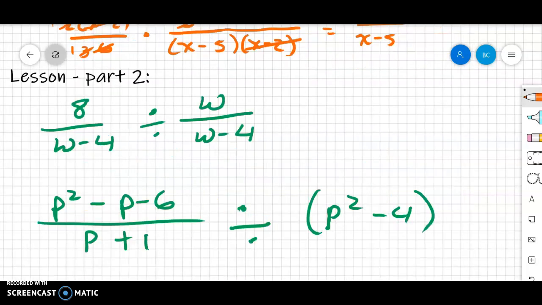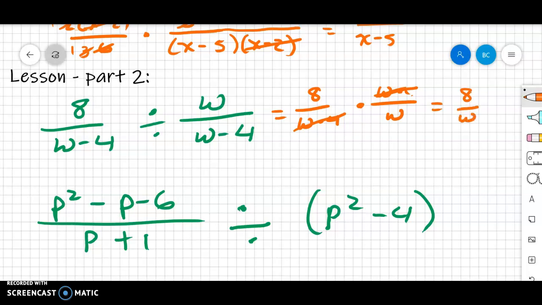So part 2 of this lesson is dividing rational expressions, which, if you remember to multiply by the reciprocal, is really not any more difficult than multiplying. On this first problem, I'm going to change it to 8 over w minus 4 times w minus 4 over w, because these are being multiplied factors, so I can cancel the whole thing and cancel the whole thing, and I end up with 8 over w.